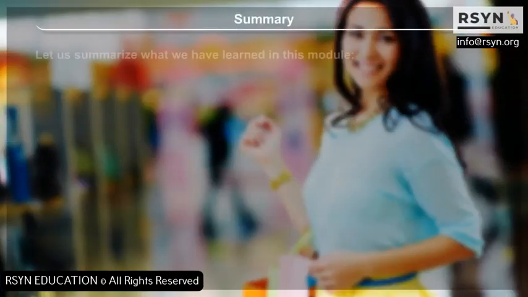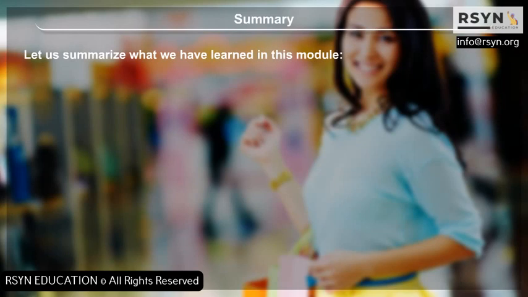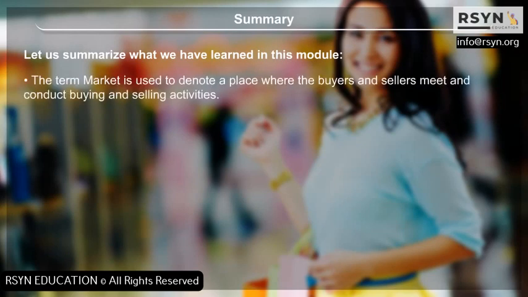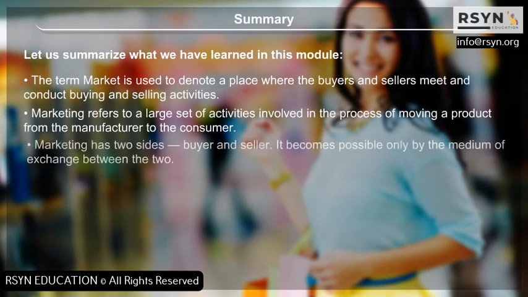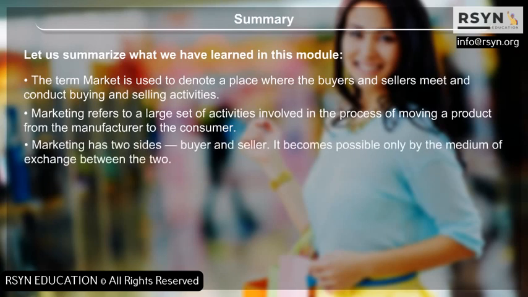Summary. Let us summarize what we have learned in this module. The term market is used to denote a place where the buyers and sellers meet and conduct buying and selling activities. Marketing refers to a large set of activities involved in the process of moving a product from the manufacturer to the consumer. Marketing has two sides, buyer and seller. It becomes possible only by the medium of exchange between the two.